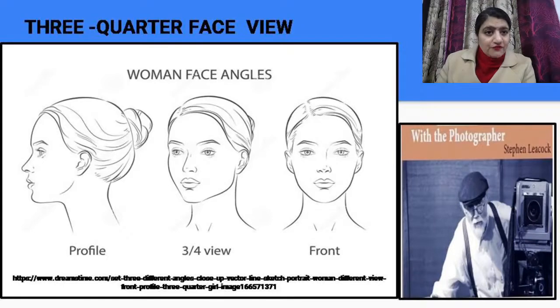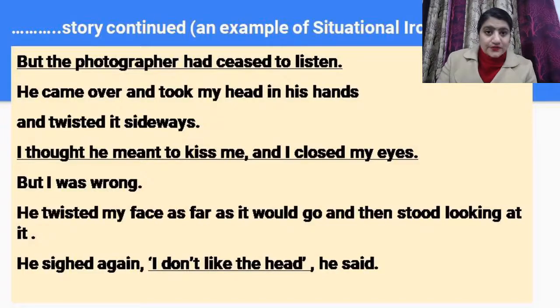And then we have the front view. So these are the three angles with which the face is captured by the photographers in the studio. And the 3/4 view of the face is just the intermediate view of profile and front. And you can clearly see that the middle picture shows the face fuller and wider as compared to the left and right side picture of the woman's face.